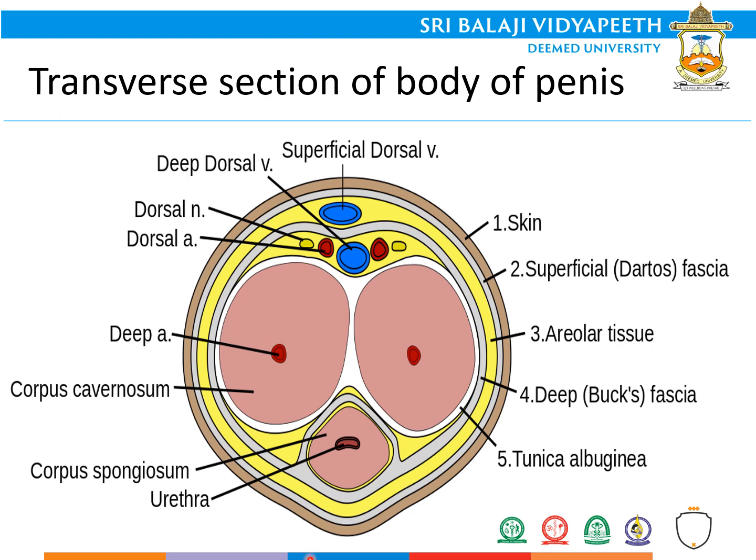So this is a cross section of the body of the penis, wherein we have the skin, the superficial fascia, the deep fascia, which is also called the Buck's fascia, and the two erectile masses called the corpus cavernosum, in the middle of which we find the deep artery of the penis. And this is the corpus spongiosum, which is traversed by the urethra.